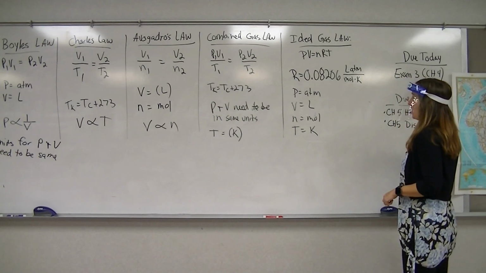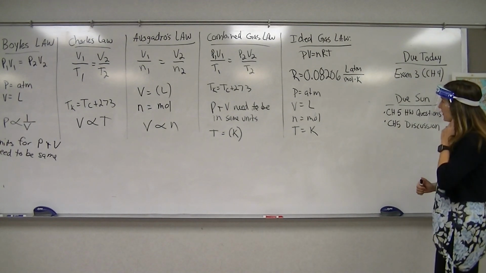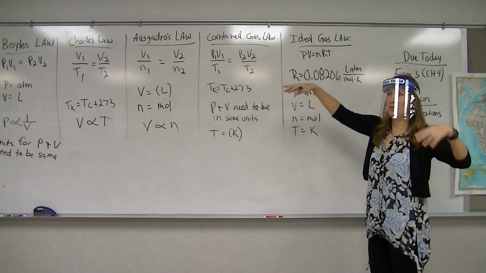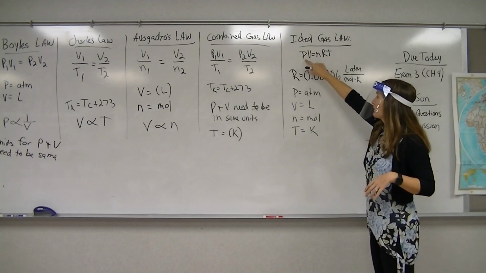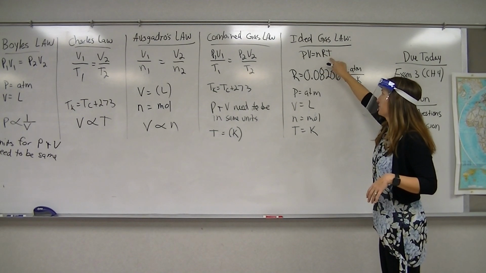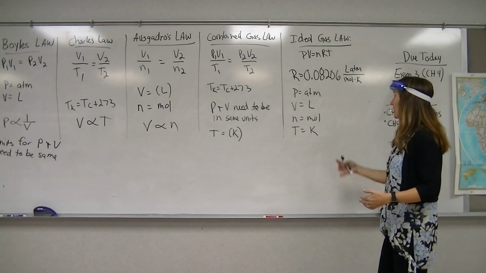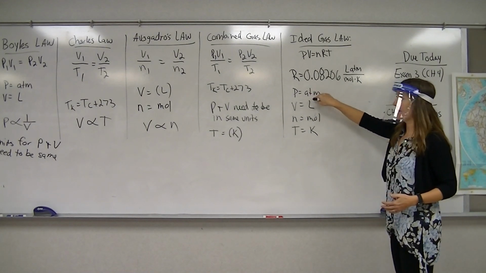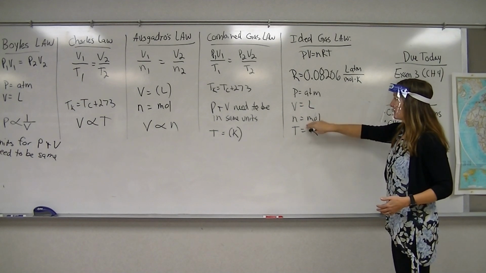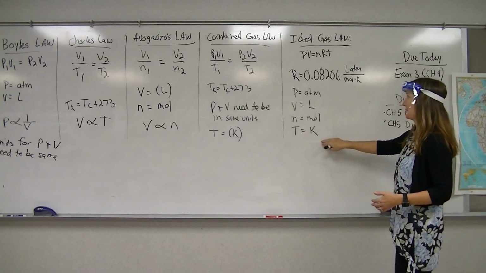Now the last law that we're going to look at in this chapter is the ideal gas law. And for this one, notice we don't have any P1s, V1s, P2, V2. We only have one pressure, one volume, one molar amount, and one temperature. So since we only have one of each, the units matter. So pressure has to be in ATM for this one. Volume has to be in liters. The n amount, moles, temperature has to be in Kelvin.